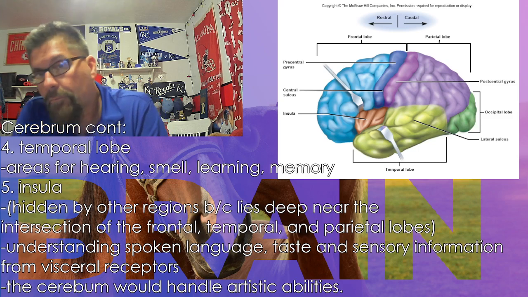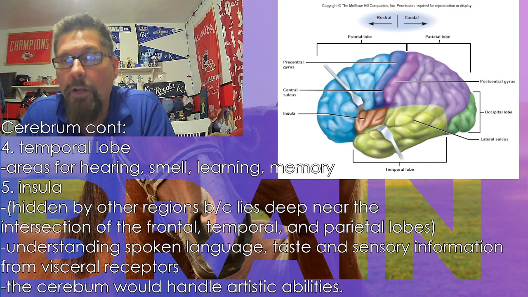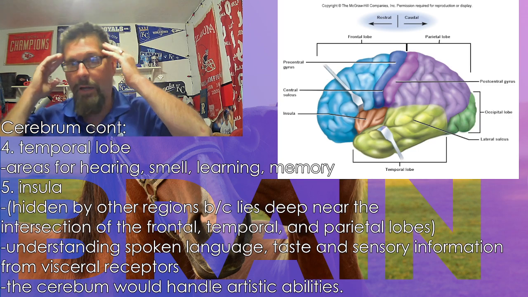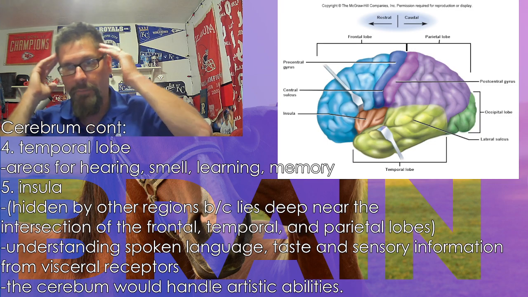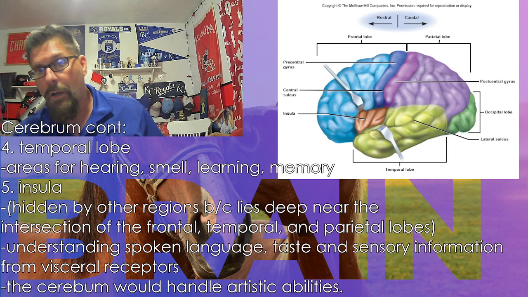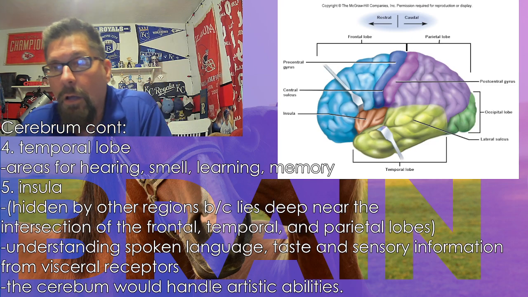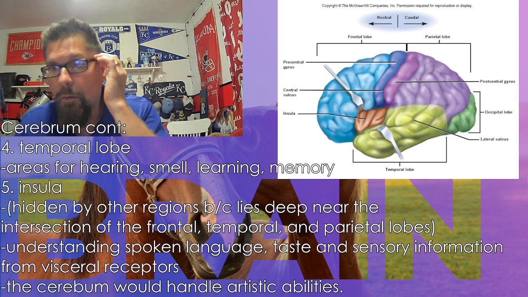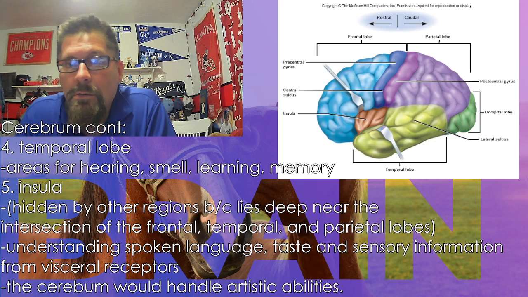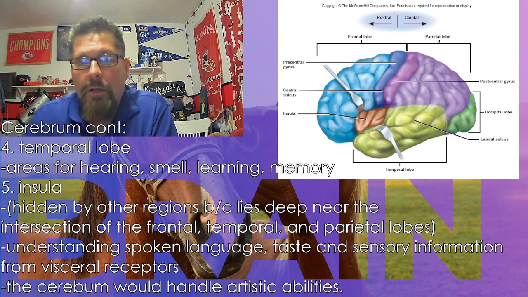All right, and so for the temporal lobe, these are the ones on the side. Obviously, hearing, smelling, learning, and again, memory. And of course, the insula, right below that area, inside. That's the idea. But again, capture those.